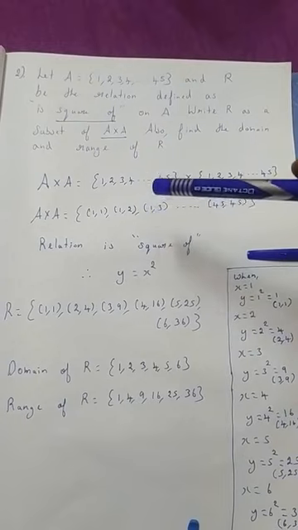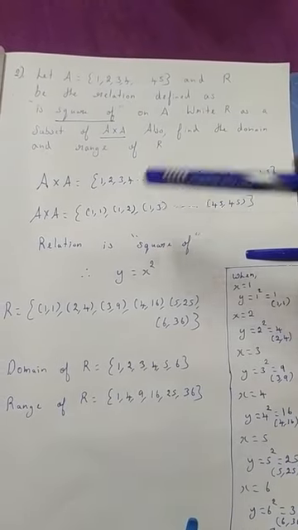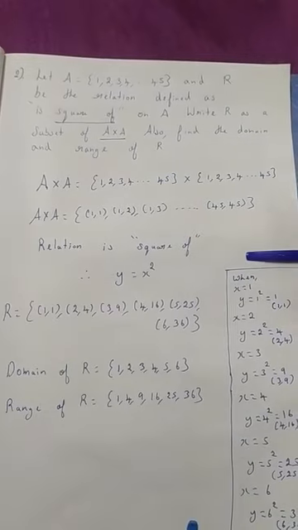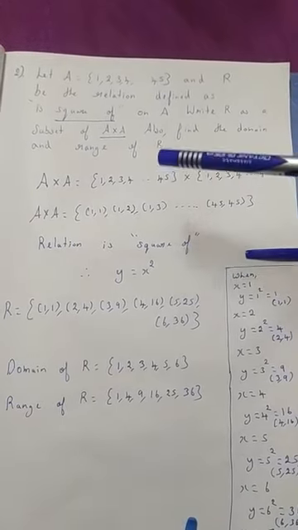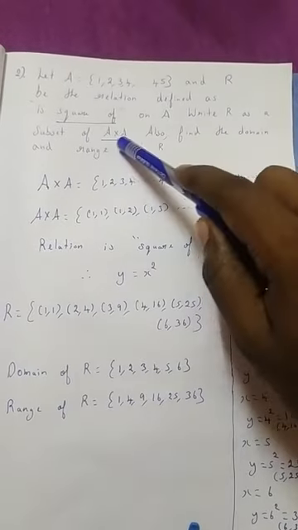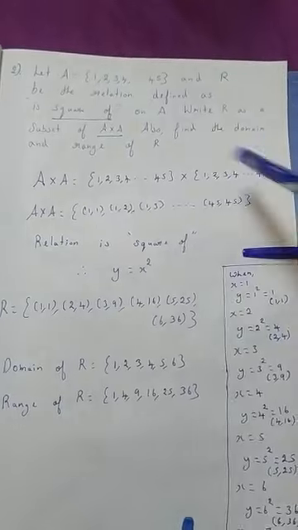If you want to check whether the given set is a relation or not, first of all we have to find out A cross B, and then if all the elements in the set belong to A cross B, it is a relation. If not, it is not a relation. But here it is A cross A. So we have to find out A cross A.